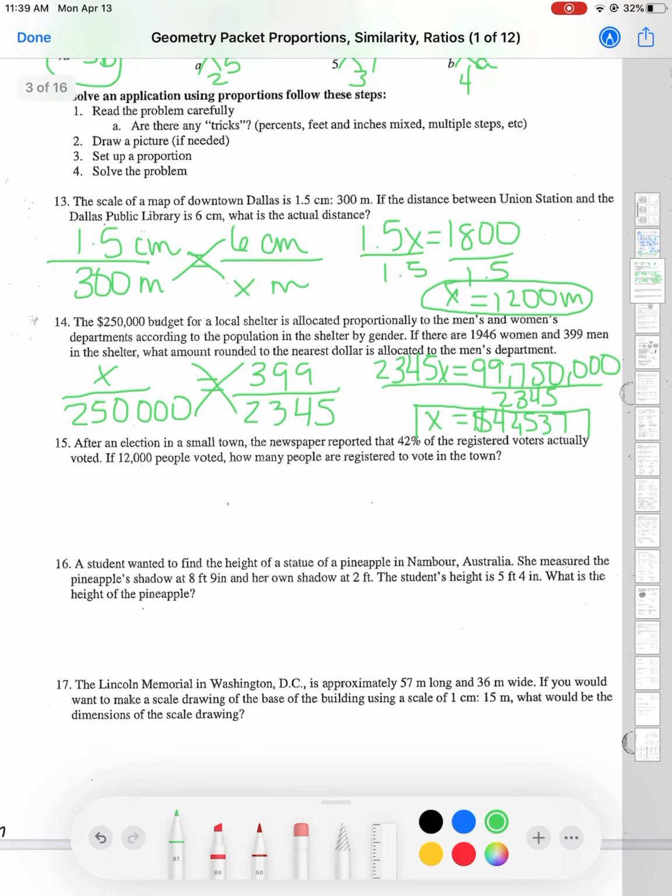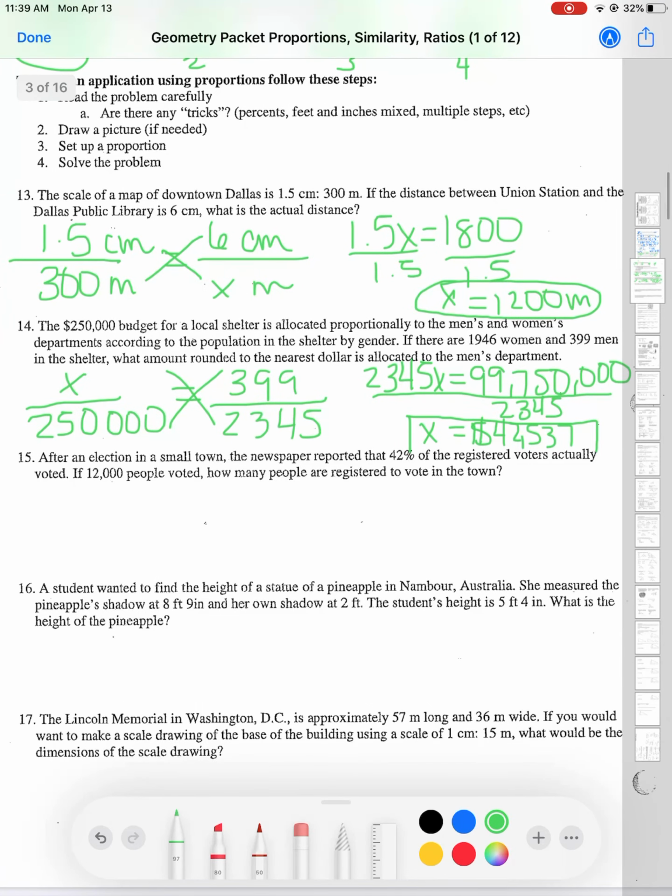All right, number 15, when I solved this, I didn't really use proportions. After an election in a small town, the newspaper reported that 42% of the registered voters actually voted. When I do word problems here, guys, I always look for keywords. Remember, of means multiplied. Okay, if 12,000 people voted, how many people are registered to vote in the town? Remember, of means multiply.